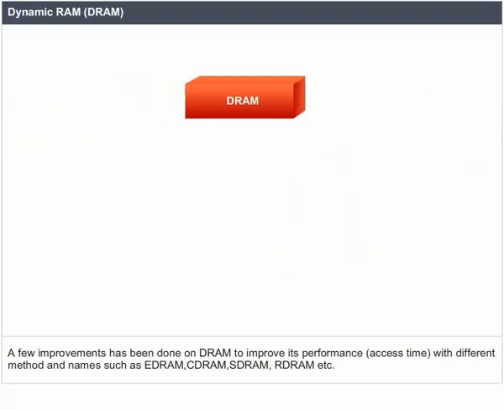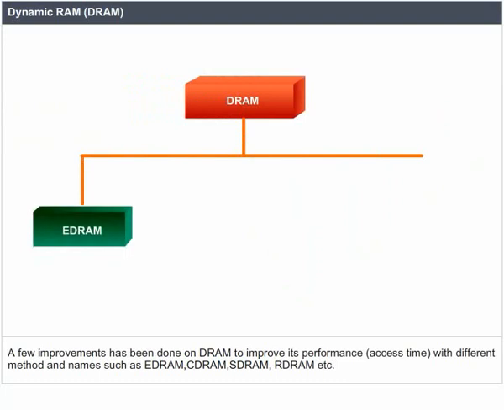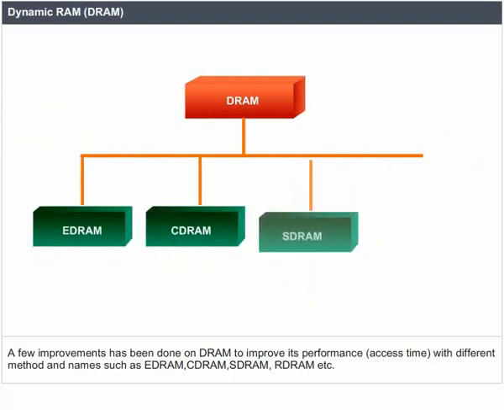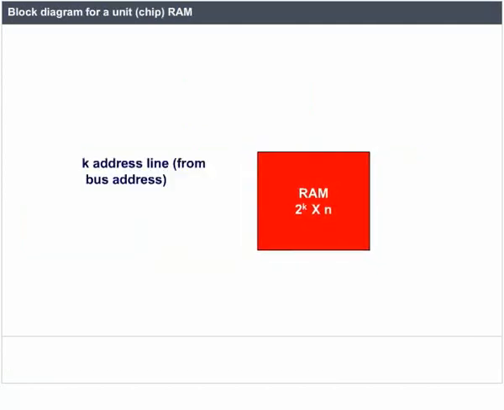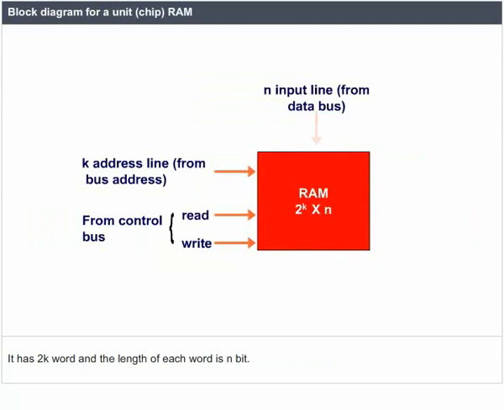A few improvements have been made to DRAM to improve its performance or access time, with different methods and names such as EDRAM, CDRAM, SDRAM, RDRAM, etc. Block diagram for a unit chip RAM. It has 2000 words and the length of each word is N bits.